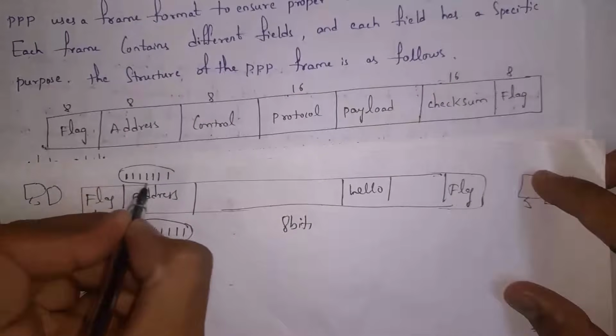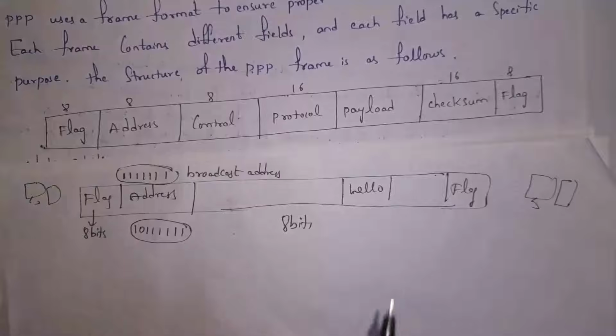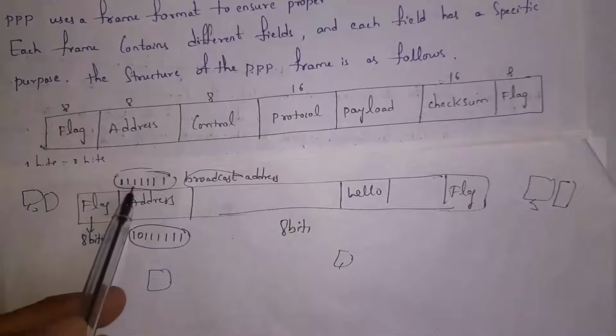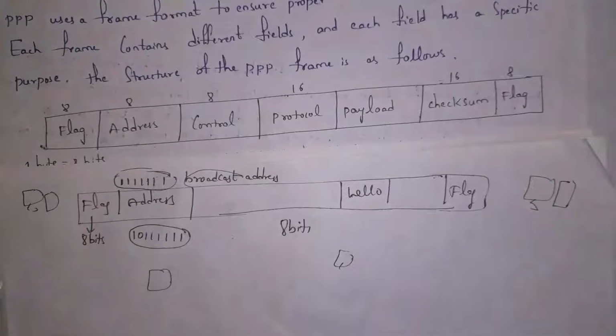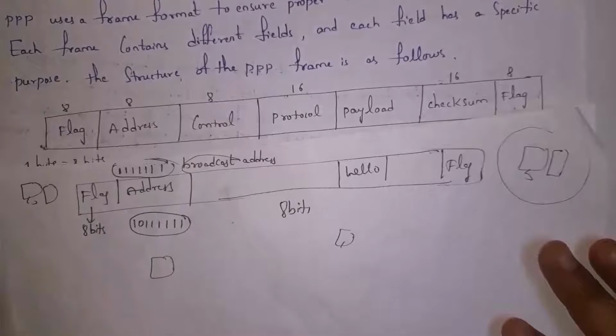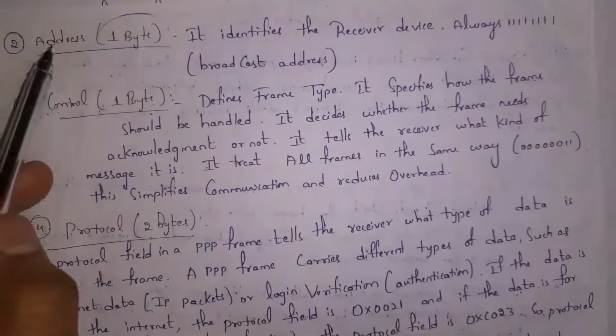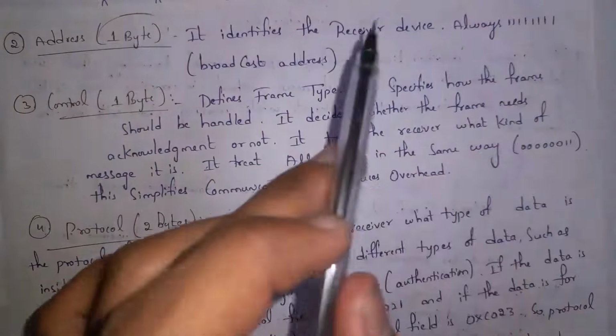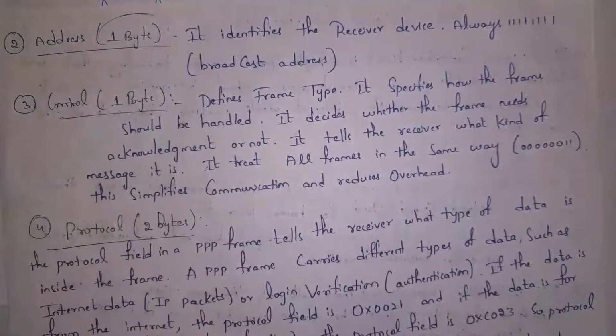Guys, 8 ones is nothing but the broadcast address. That is, by default, whenever this computer includes all ones, that means data is transferred to all computers connected to this network. Though data is sent to all computers, only the particular receiver will receive the data. So only this computer will receive the data. This is the meaning of broadcast address. So by using the address field, the sender will identify the receiver device and its value is always ones. And all ones is the broadcast address. That means data is sent to all devices connected to the network.